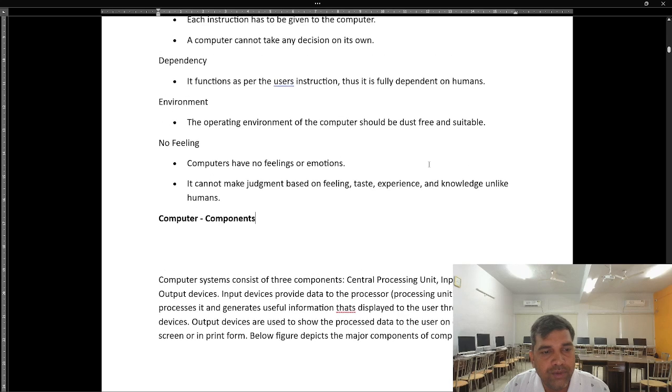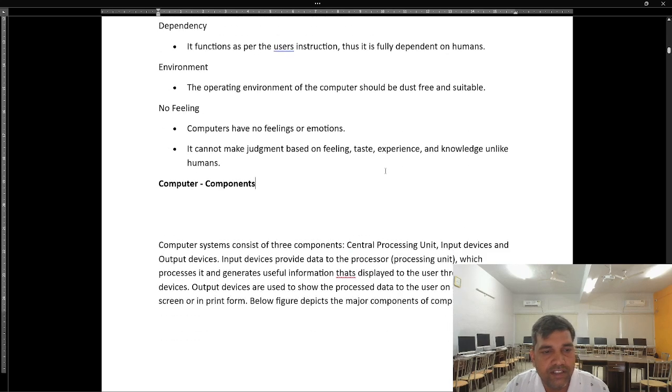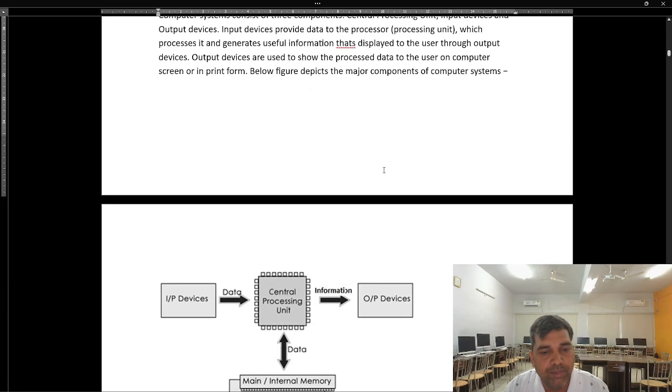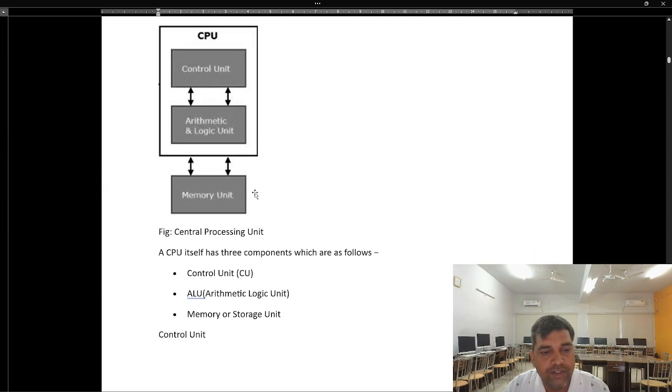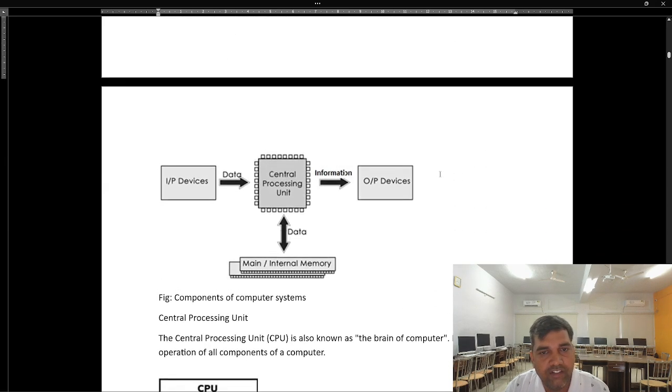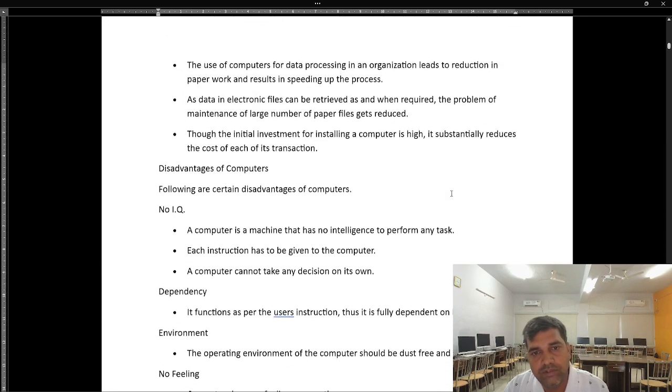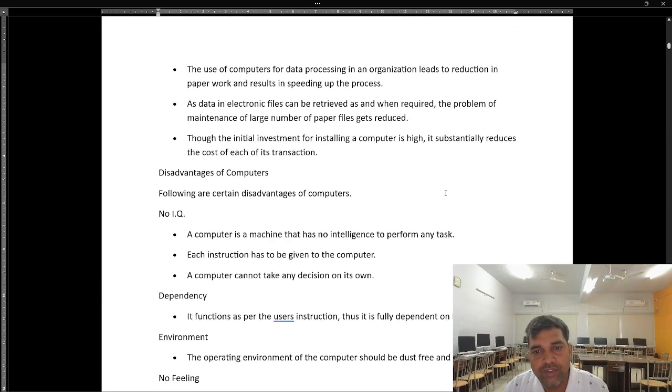So this is all for today, students. In the next class we will study the various components of the computer, how these various units of the computer work, and what their functions are. This is all for today. Thank you for your kind attention.